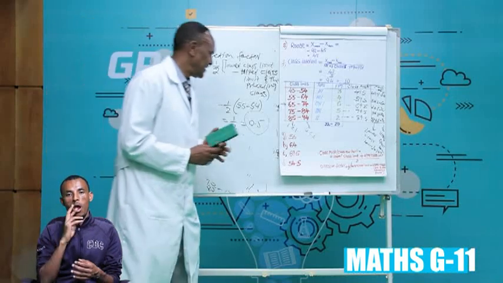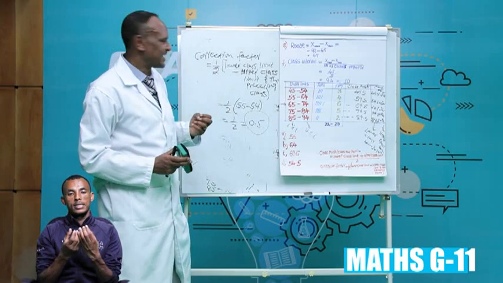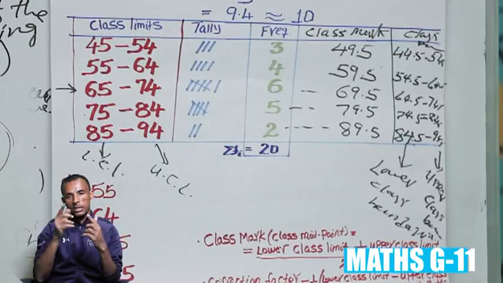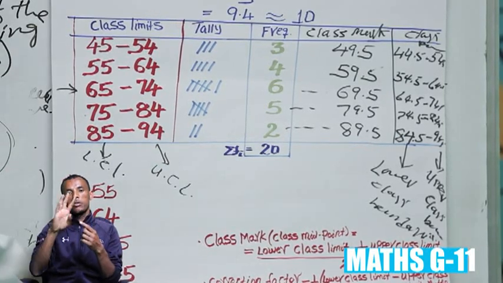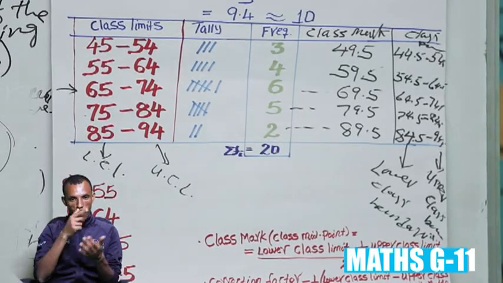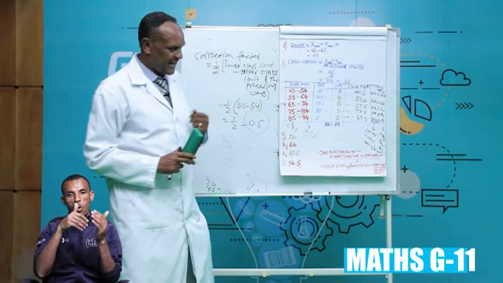So what you are asked is to find the lower class boundary of the second class. Since the second class is between 55 and 64, when I subtract 0.5 from 55, I will get a value equal to 54.5. So I think this is the whole for this class.